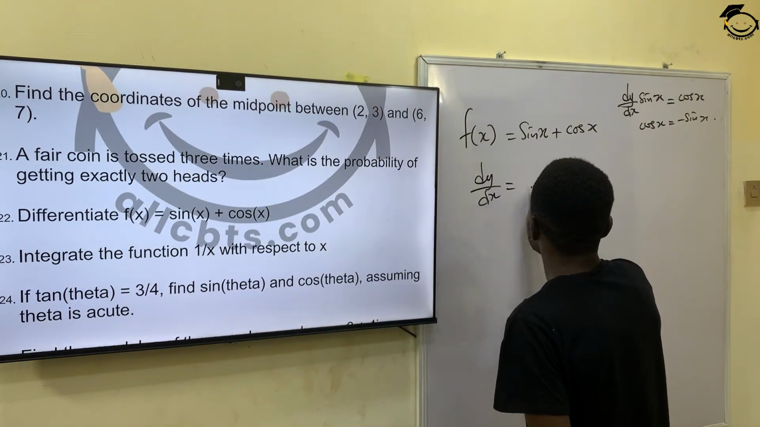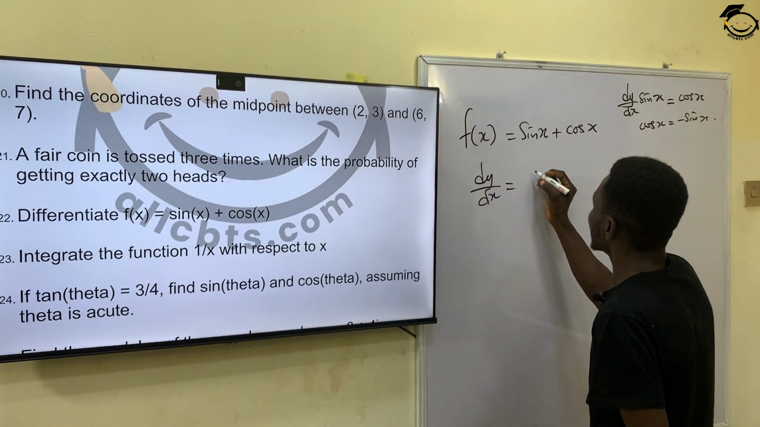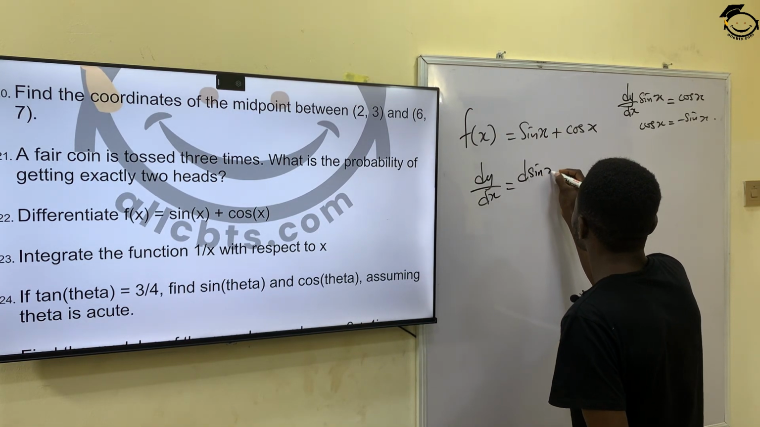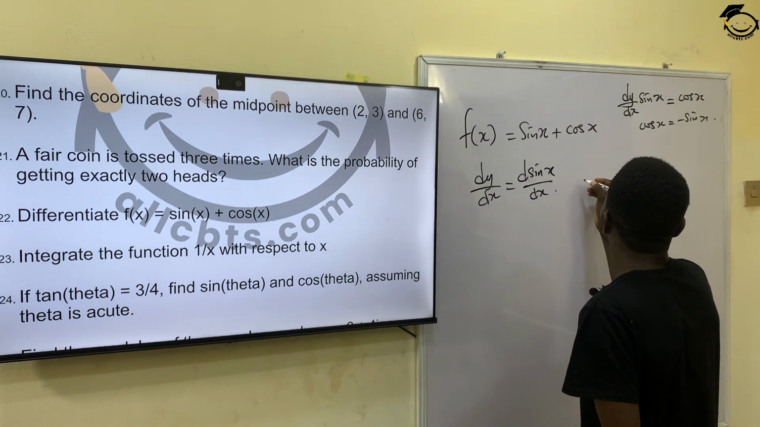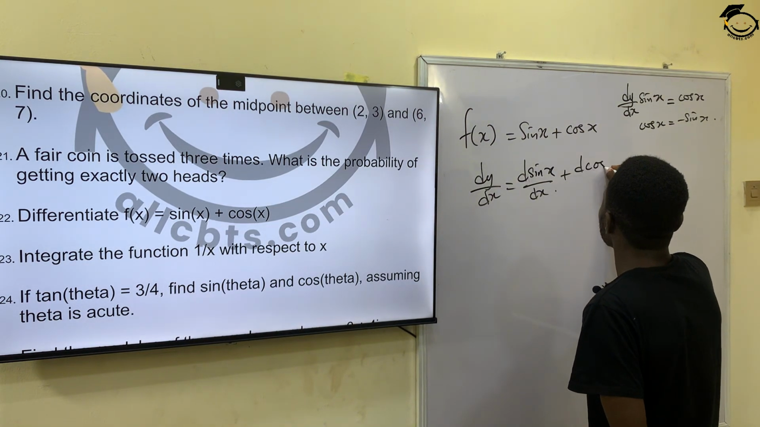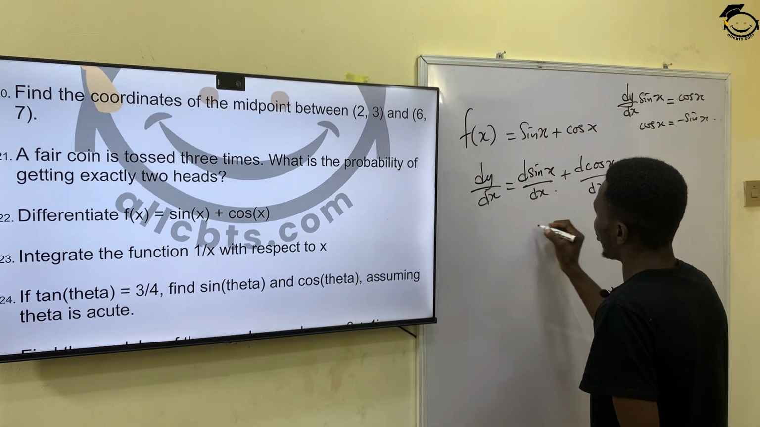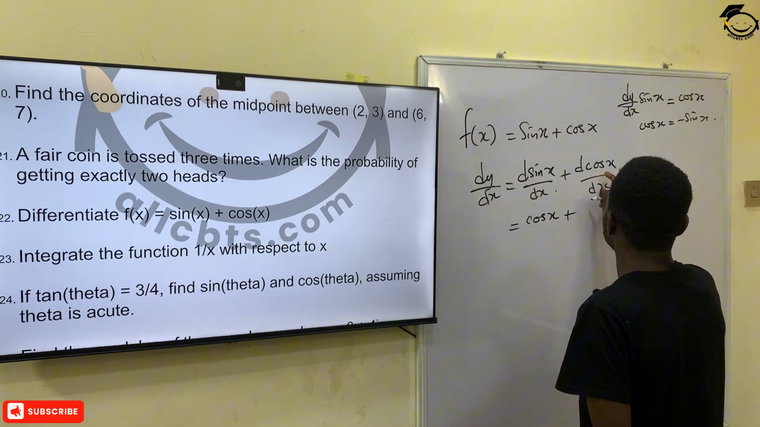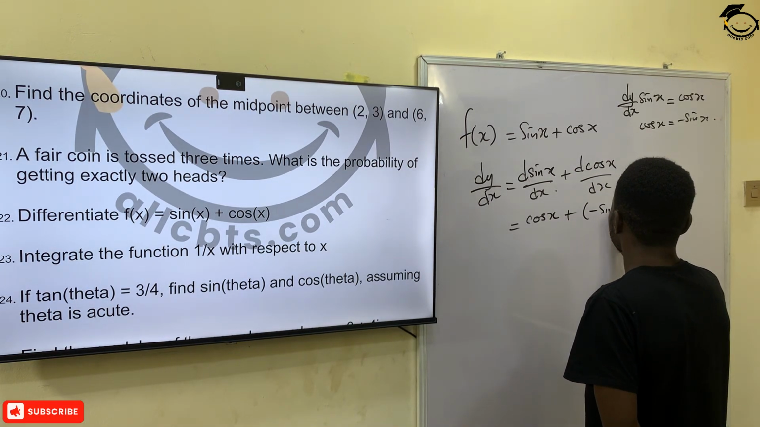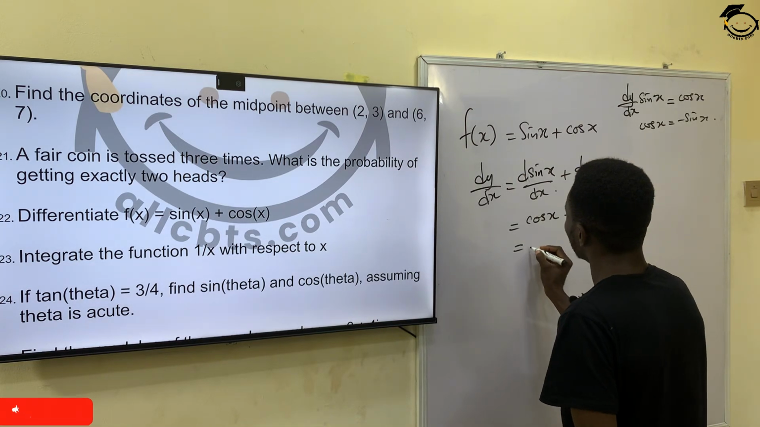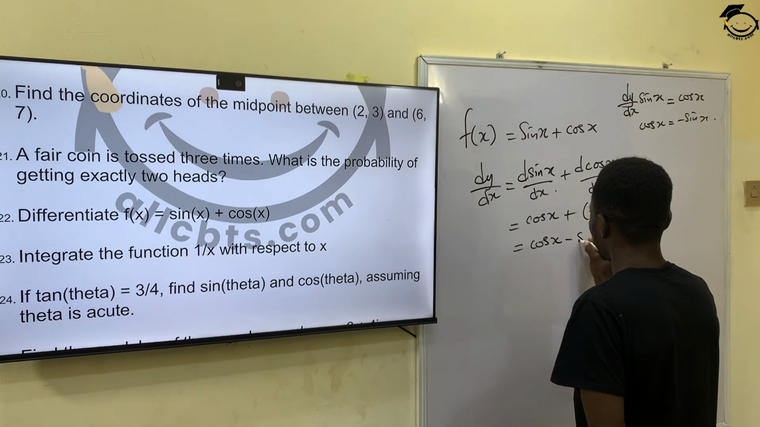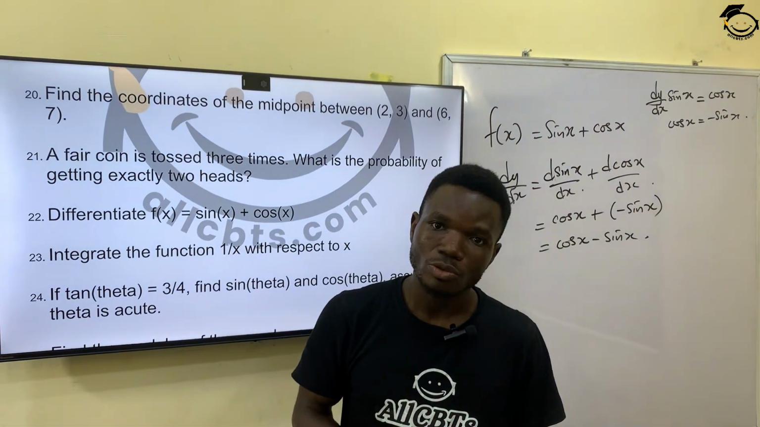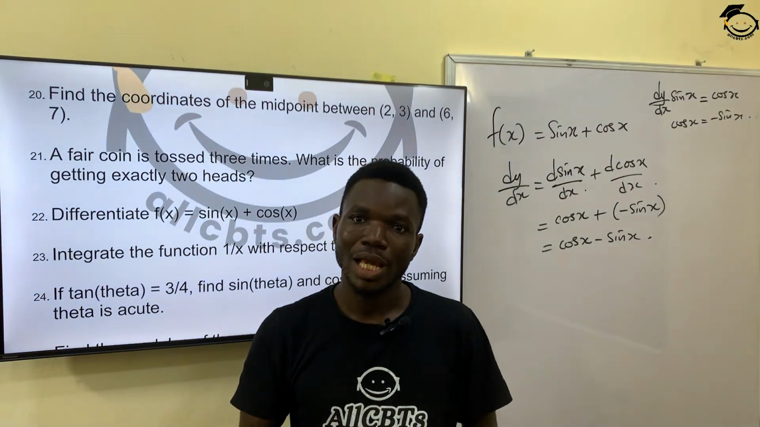So if we apply that same principle here, it means that our dy/dx is supposed to give us, if I differentiate, that's d sine x/dx plus d cos x/dx, and that means that if I differentiate my sine x, I'll be having cos x, and if I differentiate my cos x, I'll be having minus sine x. So at the end of the day, what I'll be having is cos x minus sine x. So when I differentiate sine x plus cos x, what I'll be having is cos x minus sine x.